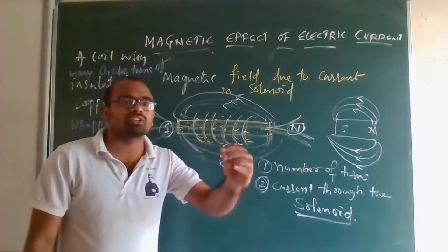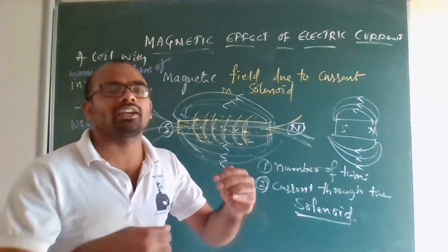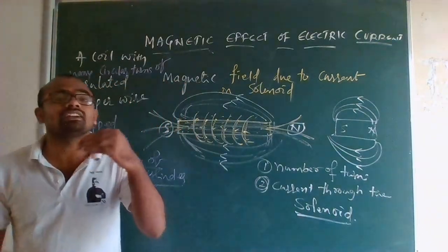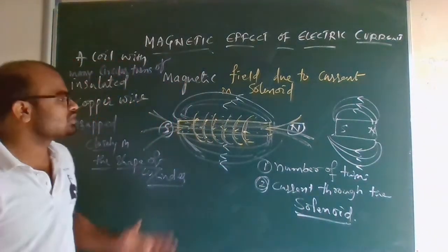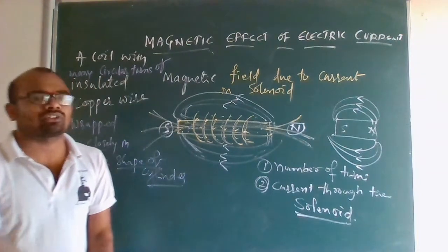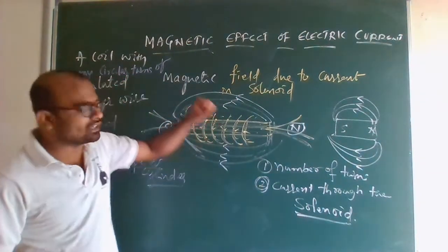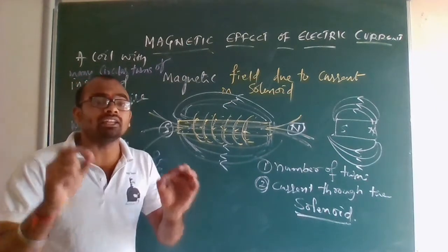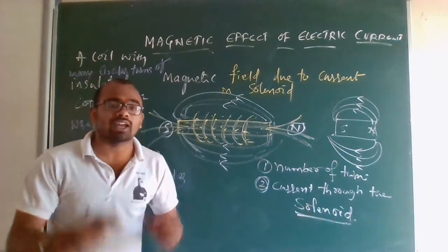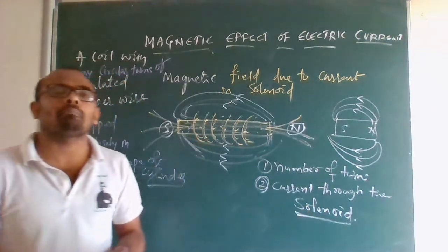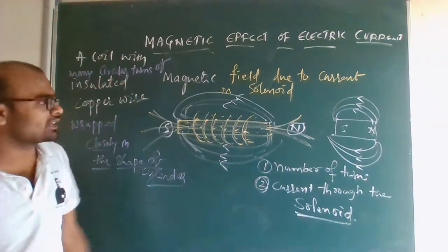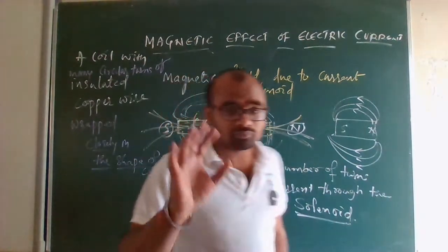If the number of turns is more, the magnetic field strength will be more. If the current through the solenoid is more, the magnetic field strength will be more. So this is regarding the complete factors of a solenoid. By keeping a magnetic material in the solenoid, we can convert the magnetic material into a magnet. That magnet is called an electromagnet. That one we will see. What is that electromagnet? First you have to understand regarding the solenoid.